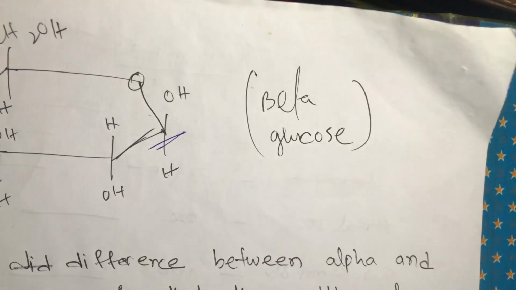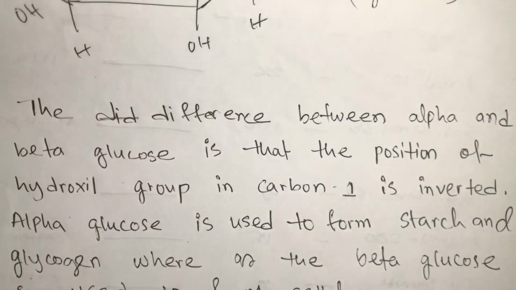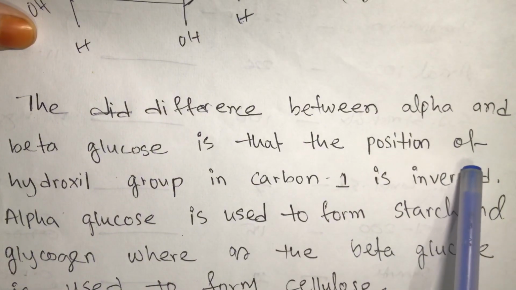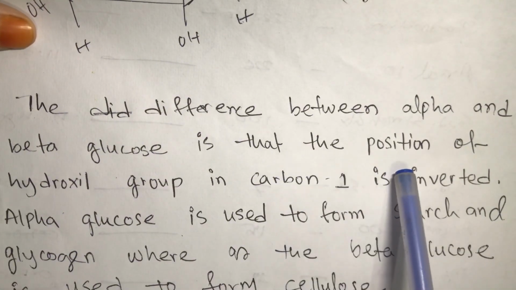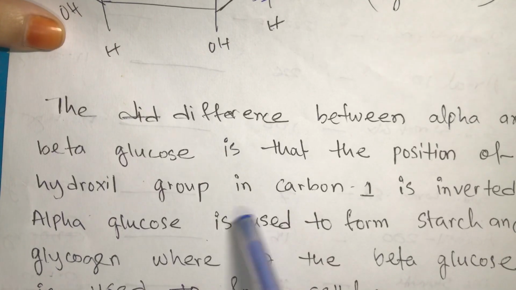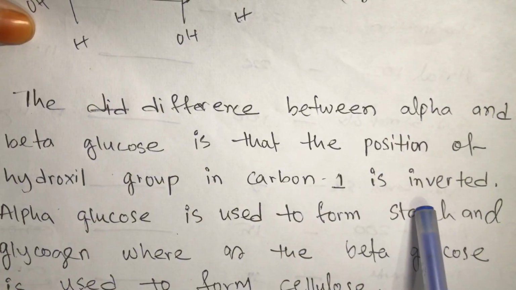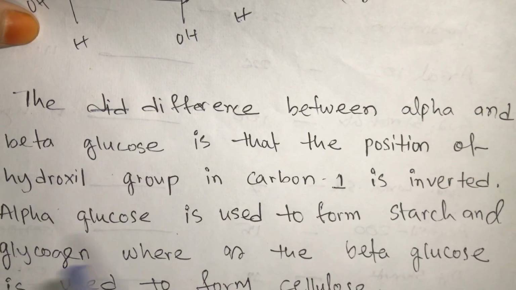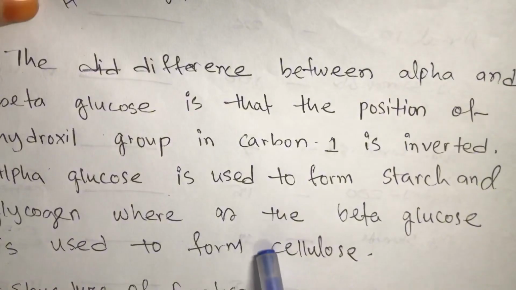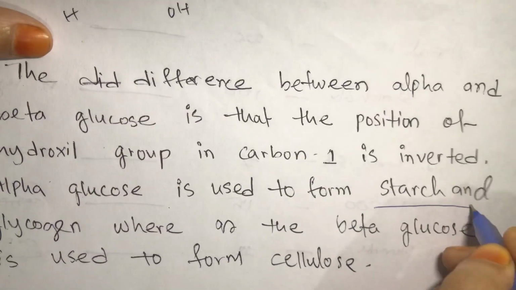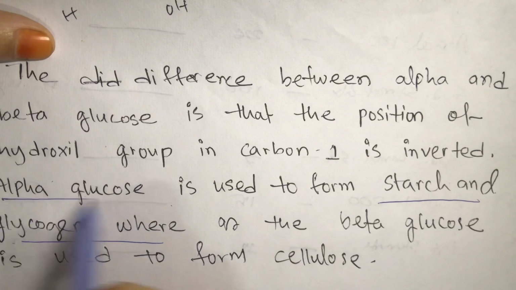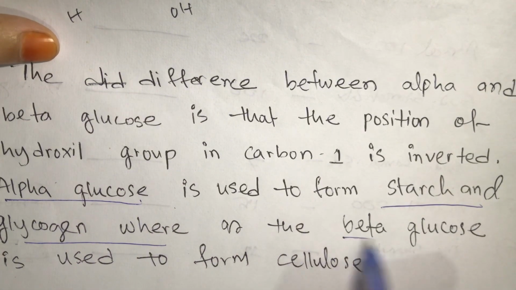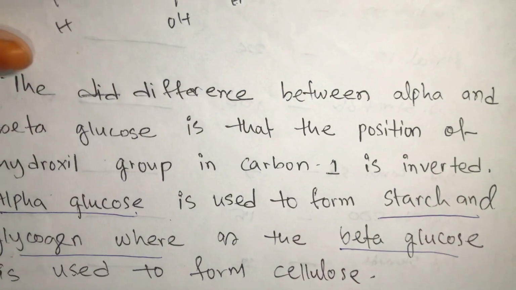So let's see the definition. The difference between alpha and beta glucose is that the position of the hydroxyl group in carbon 1 is inverted. Alpha glucose is used to form starch and glycogen, whereas beta glucose is used to form cellulose. That is their use. So alpha glucose is used to form starch and glycogen, whereas beta glucose is used to form cellulose.